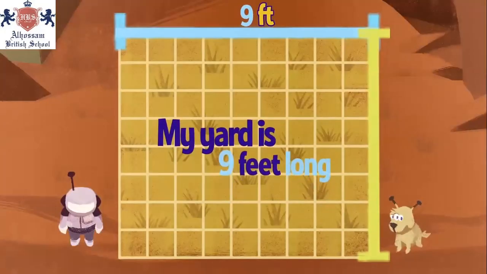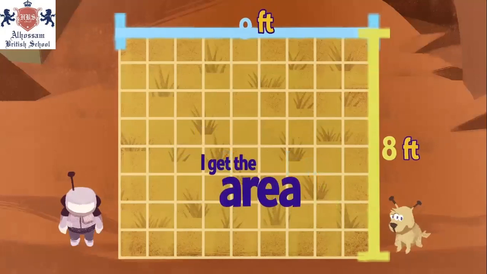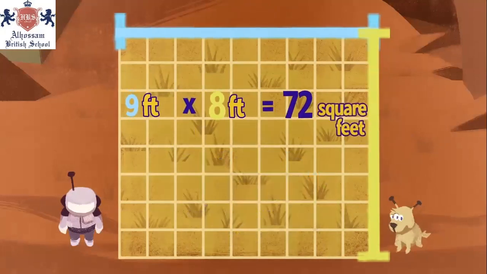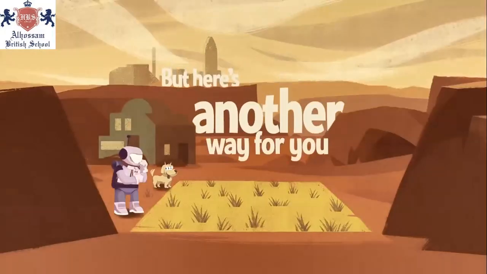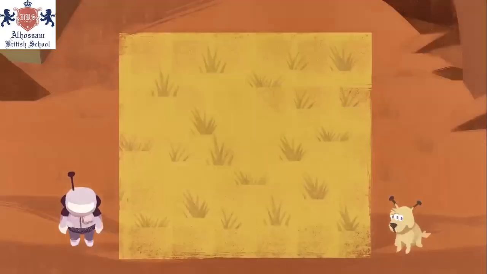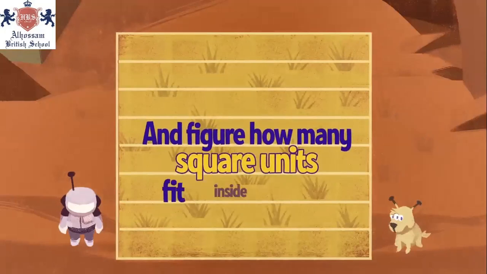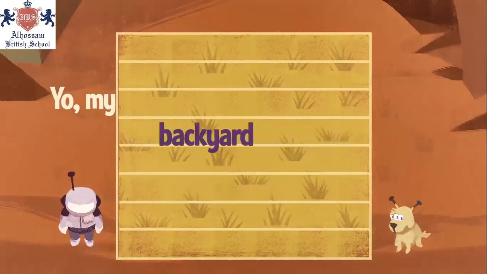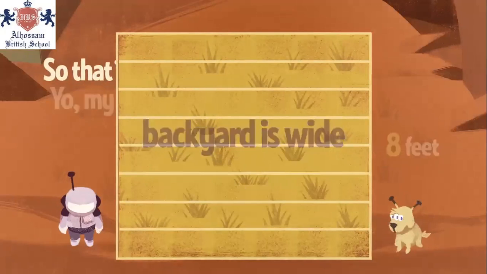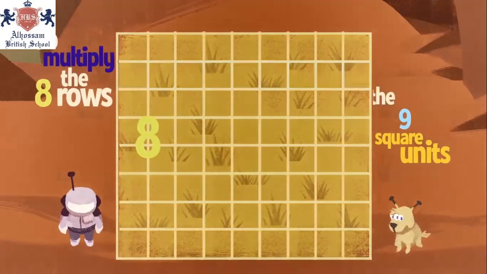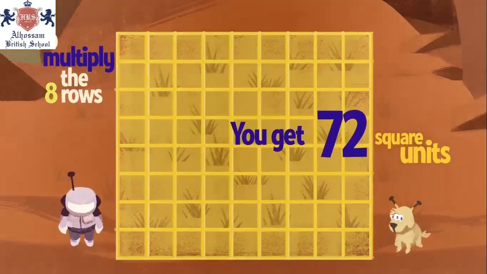My yard is 9 feet long by 8 feet wide. I get the area when I multiply each side. And 9 times 8 is 72. But here's another way for you to think it through. Basically, you take the rows and columns, and figure how many square units fit inside of those. My backyard is 8 feet wide, so that's 8 rows with 9 square units in each. So multiply the 8 rows by the 9 square units, you get 72.